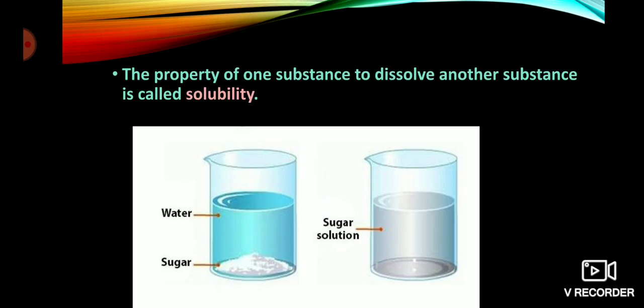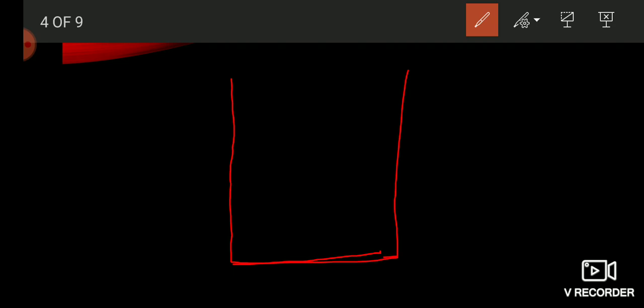Now when a substance dissolves in water, it means that the molecules of the substance, here sugar, get into the spaces between the water. So the sugar molecules get into the intermolecular space of the water. Now for this we go to the next slide, where we can see how the sugar molecules get into the intermolecular space of water.